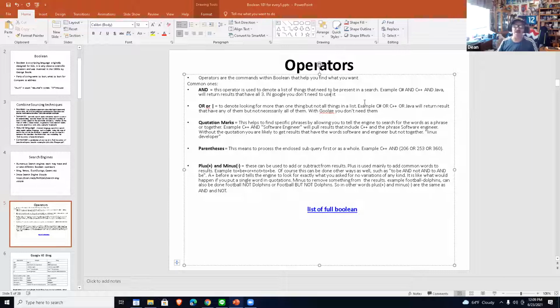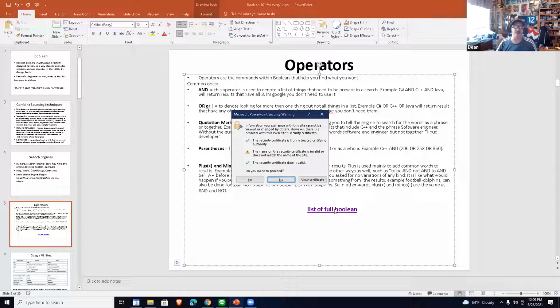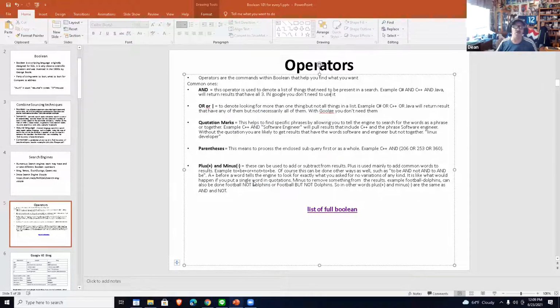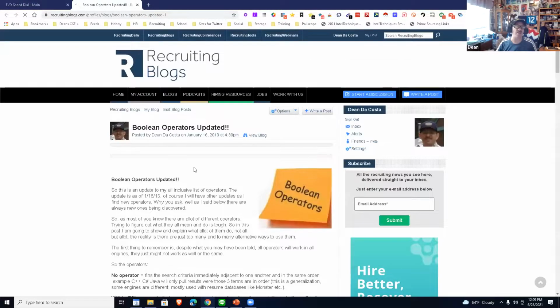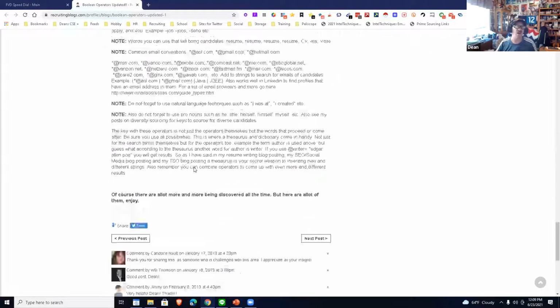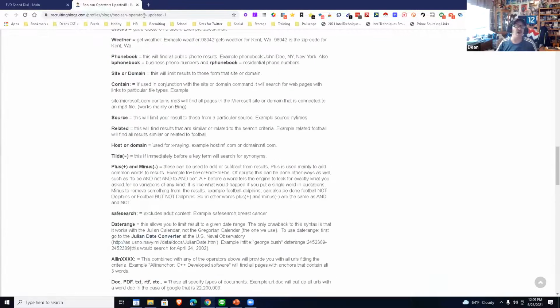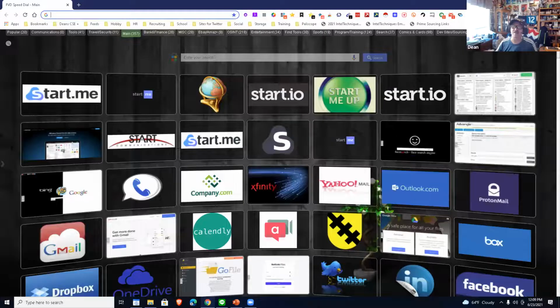And then the plus and the minus, you'll never use the plus. It's almost always only going to be the minus, which is basically to remove things. Now, this whole presentation will be made available. There is a complete list of Boolean operators available on my blog that has pretty much every Boolean operator there is. So there'll be a link, you can get to those.